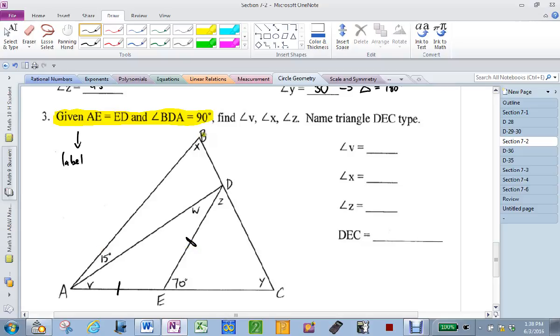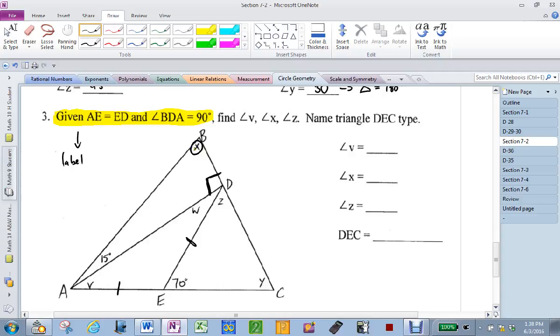BDA is 90. So what do I get to put there? A 90-degree symbol. Now I've got to figure out the rest. Does it matter what order I go in? No. I would start with angle X. Why? Because it's the top. And X is the 20, because it's 90. Because 90 and 15, it's easy.